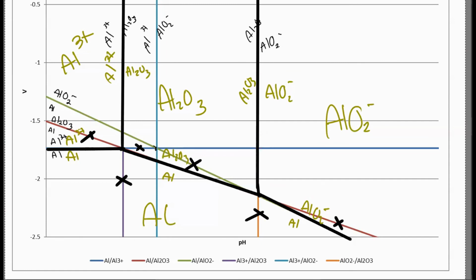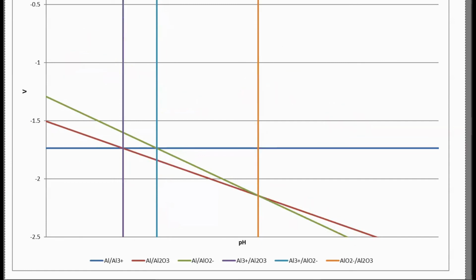Making this a bit prettier, our stability regions would look something like this: 1, 2, 3, 4, and 5.